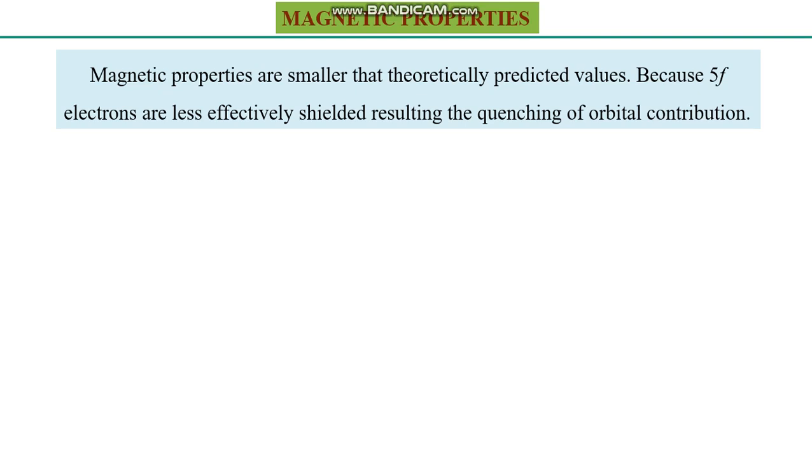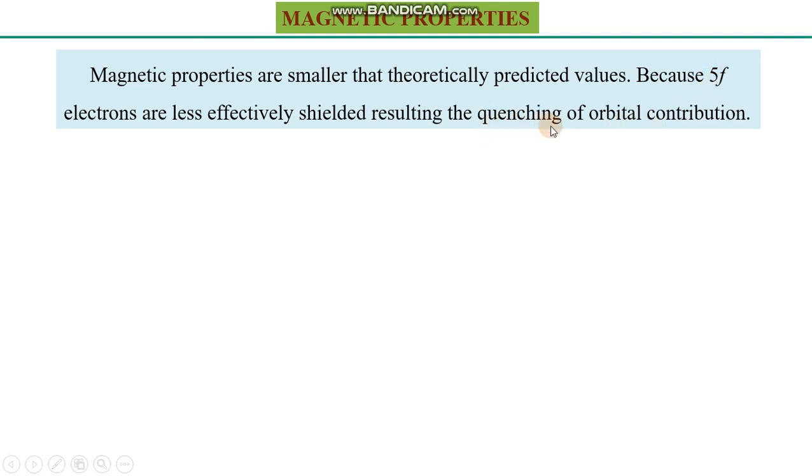Now, we are majorly comparing lanthanides and actinides. In lanthanides, 4F is the anti-penultimate subshell, and in actinides, 5F is the anti-penultimate subshell. If we compare the shielding of these electrons, 5F electrons are less effectively shielded as compared to 4F electrons, and this less effective shielding causes quenching of orbital contribution in magnetic properties. So when we observe the magnetic properties of the actinide series experimentally, the resultant value will be less as compared to lanthanides because of less orbital contribution, while this orbital contribution was active in the 4F series, which is the lanthanide series.